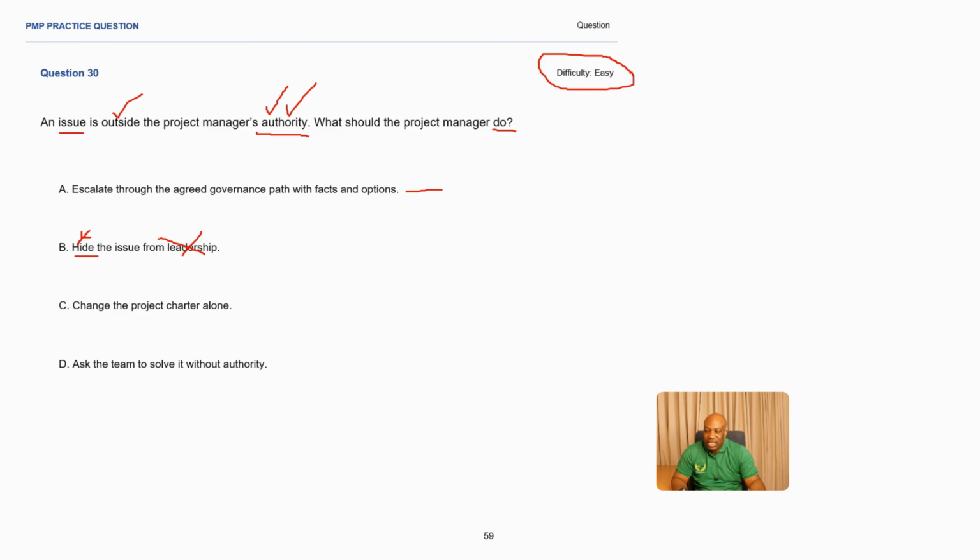C: Change the project charter alone. Once the project charter is approved, you cannot just go and change it. It has to go through the change process, so this one cannot be the correct answer in this scenario. D: Ask the team to solve it without authority. Don't violate or try to bypass anything in a project, including authority, making this an incorrect answer.